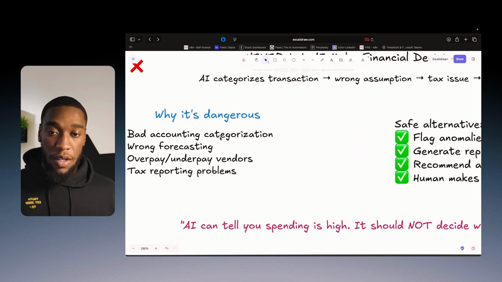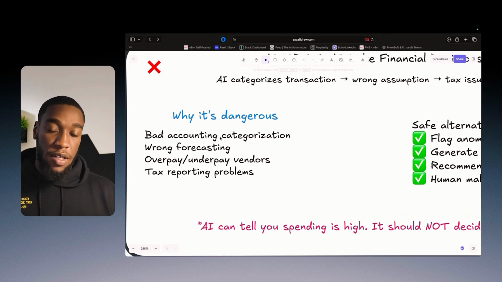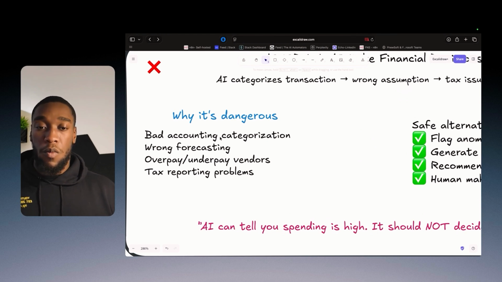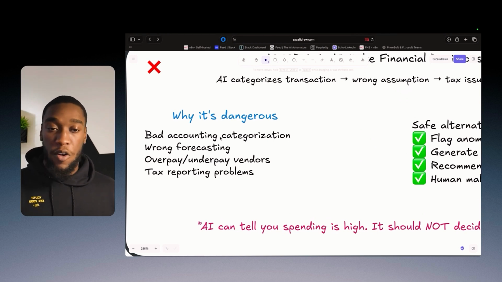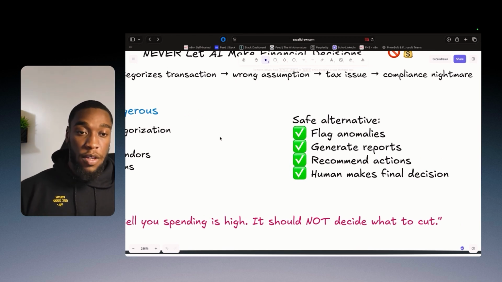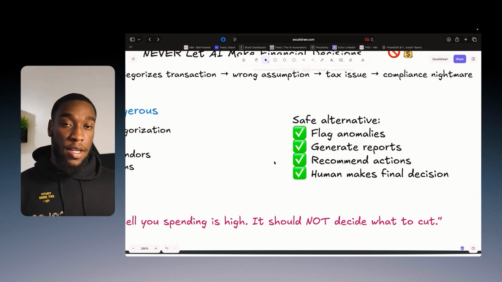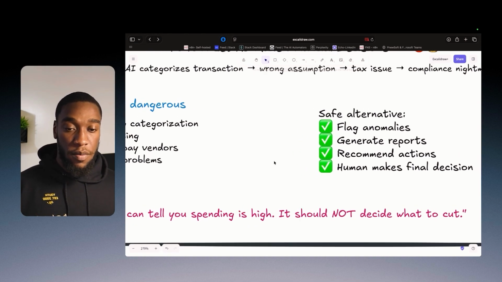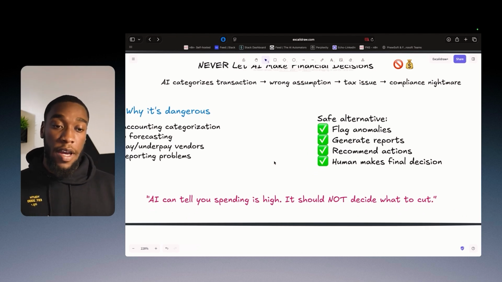This is dangerous because bad accounting categorization might lead to wrong forecasting, overpaying or underpaying vendors, and tax reporting problems. Safer alternatives would be flagging anomalies, generating reports, and recommending actions, with humans making the final decision on any action items that the AI might suggest. AI can tell you that spending is high, but it shouldn't decide what to cut.